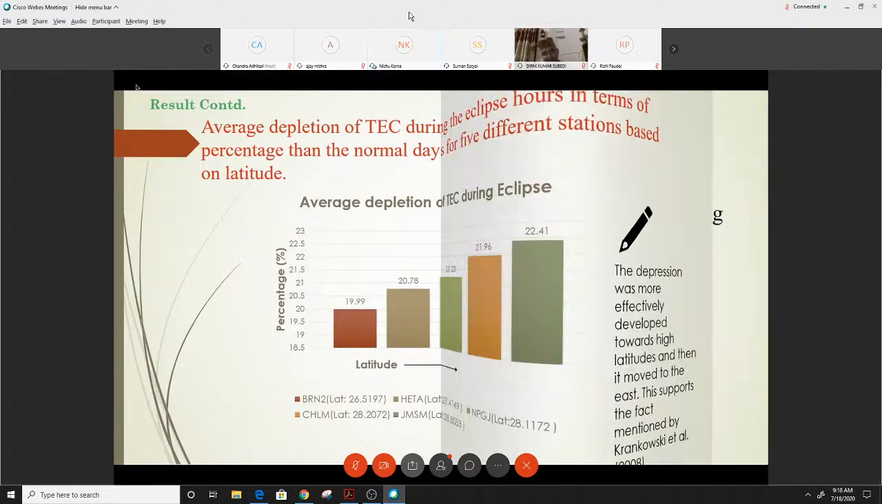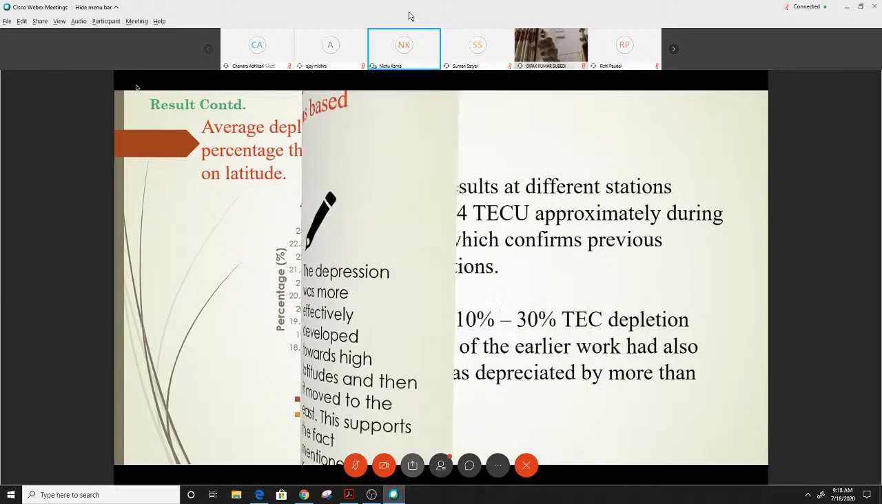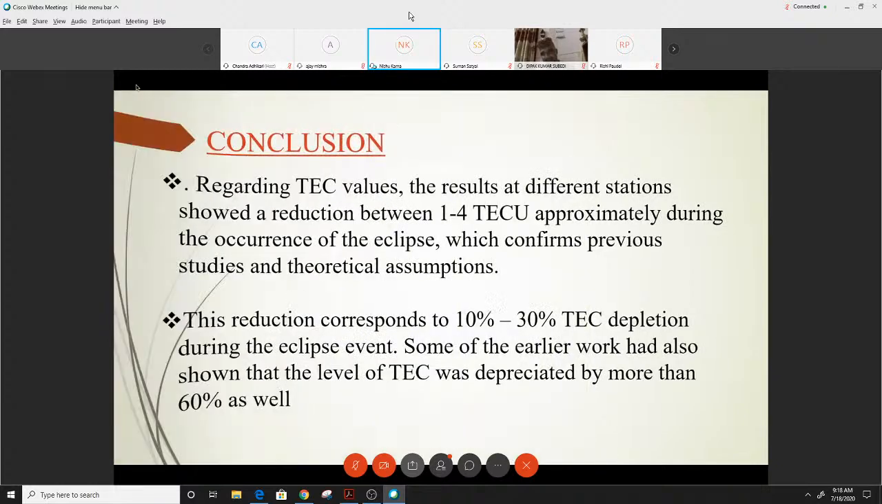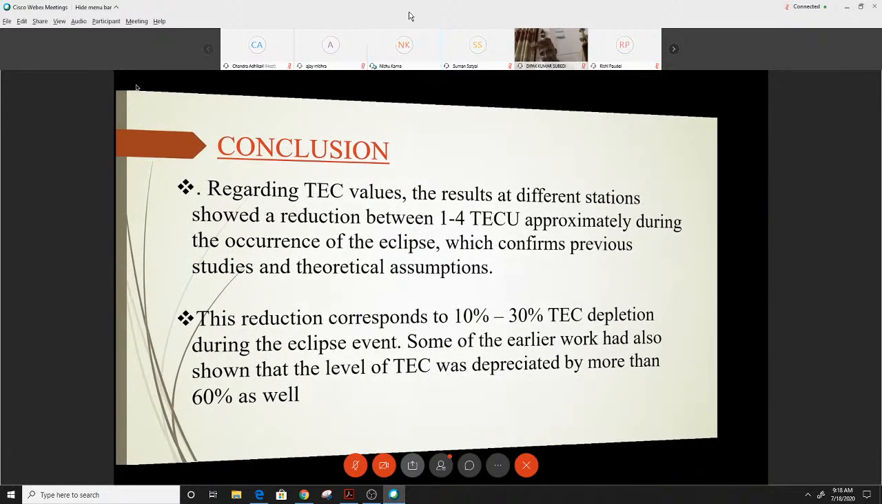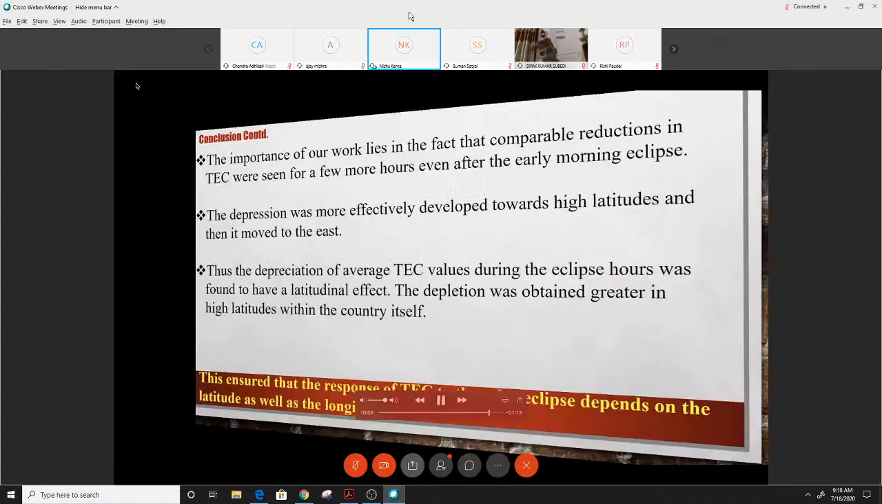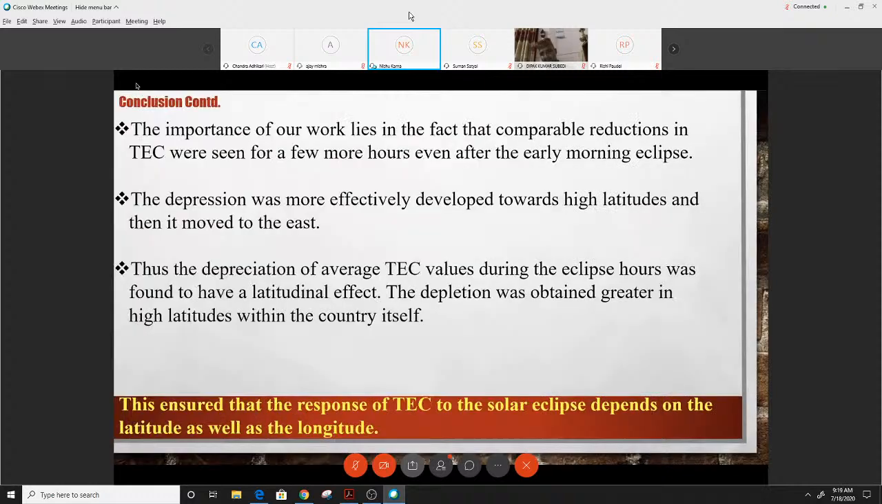Finally, we came to the conclusion that the TEC values at all those mentioned stations showed reduction by 1 to 4 TECU, which actually corresponds to 10 to 30% TEC depletion during the eclipse hours, which is consistent with earlier reported studies as well. In addition, comparable reduction in TEC was seen for a few more hours even after the early morning eclipse. This is where the importance of our study holds for future reference.